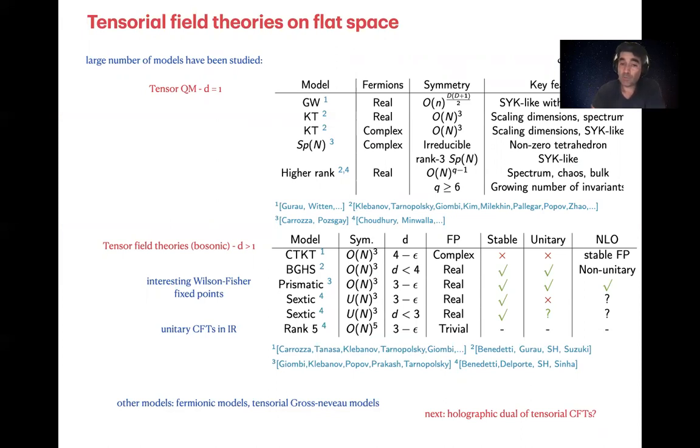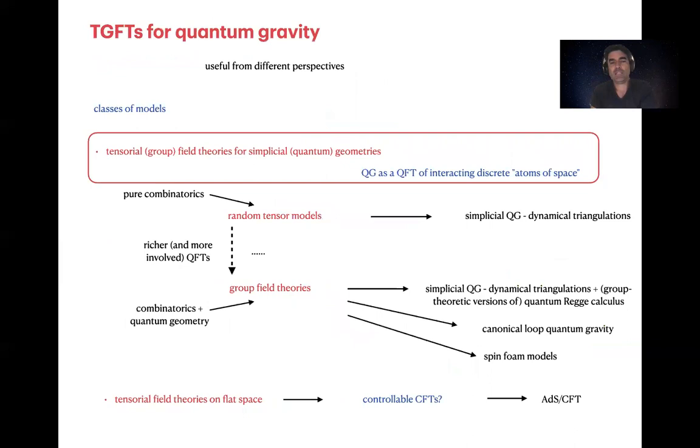The next step in this program, beyond extending the analysis of these models to higher orders, to other features, and to considering even more models, the next step, I would say, is to understand what is the holographic dual of such melonic tensorial conformal field theories. Instead, we move to the other main class of tensorial group field theory models, those for simplicial quantum geometries.